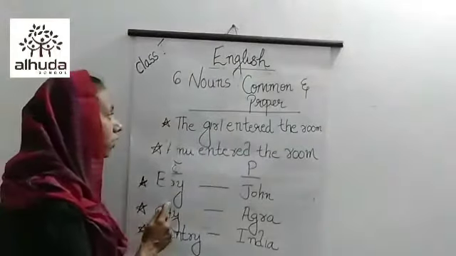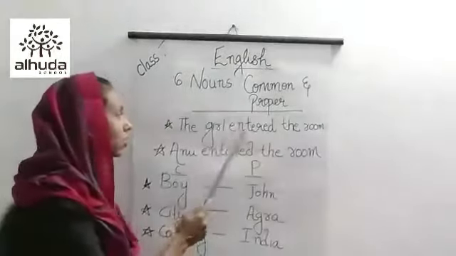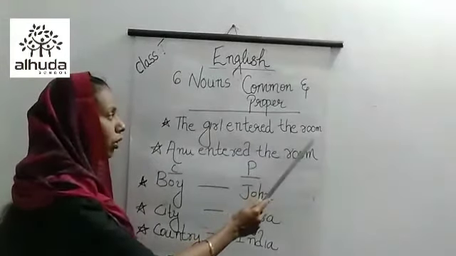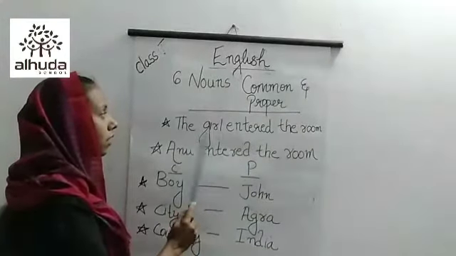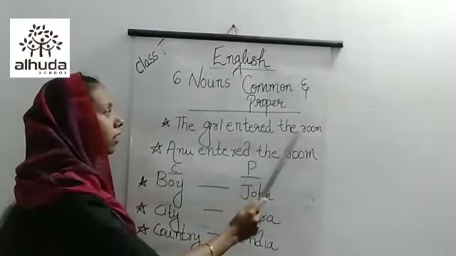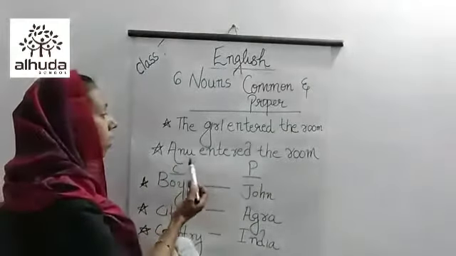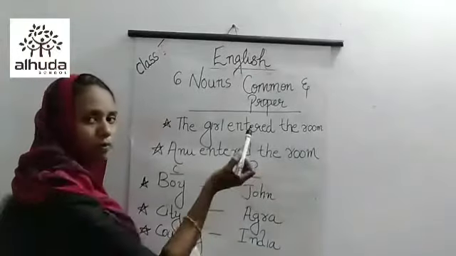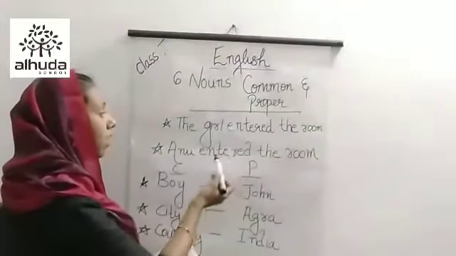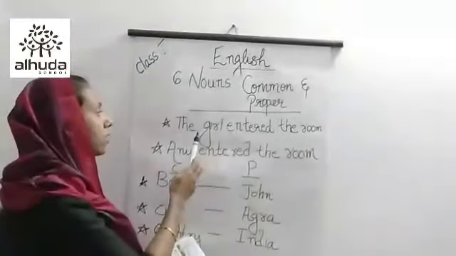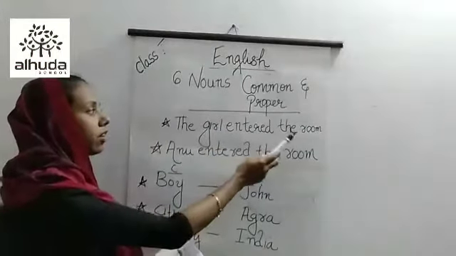See the first one. What is the first sentence here, children? The girl entered the room. Then what about the second sentence, children? Anu entered the room. In the first sentence, that is, the girl entered the room.